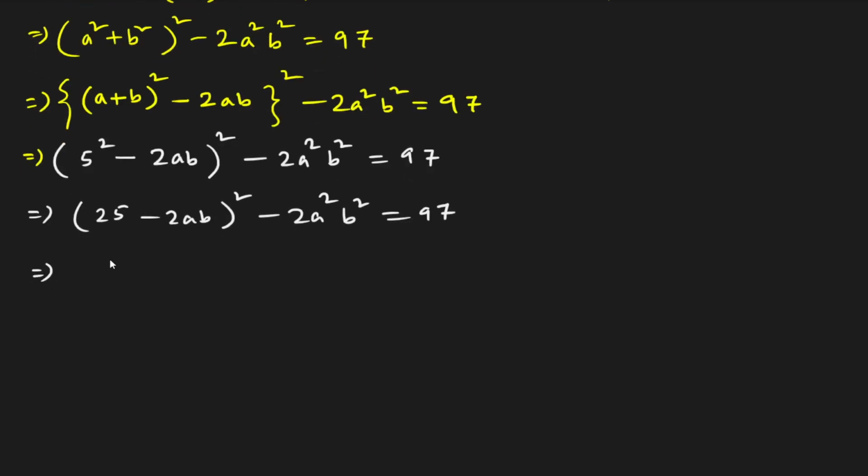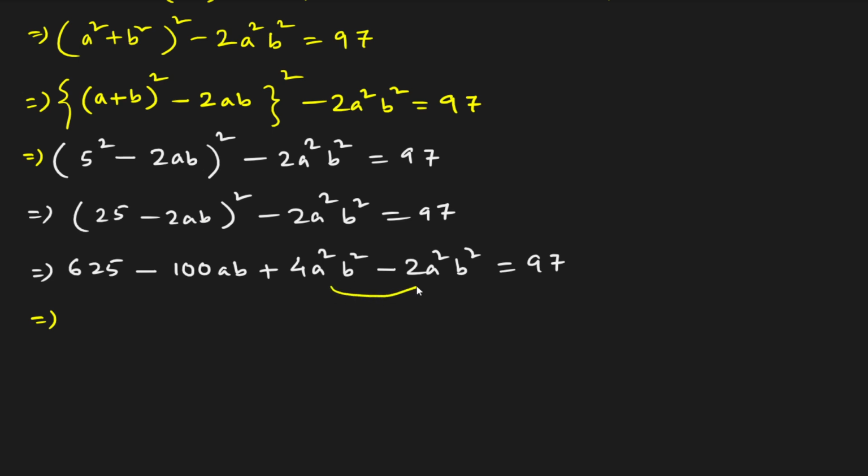Now if we break down the square, 25 squared is 625, minus 2ab times 25 gives 100ab, then plus 4a squared b squared. We already have minus 2a squared b squared, equals 97. Now 4a squared b squared minus 2a squared b squared gives 2a squared b squared, then minus 100ab, and then 625. So 97 minus 625 will be minus 528.